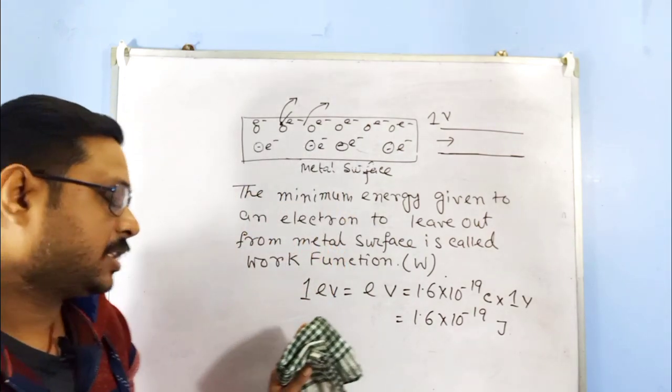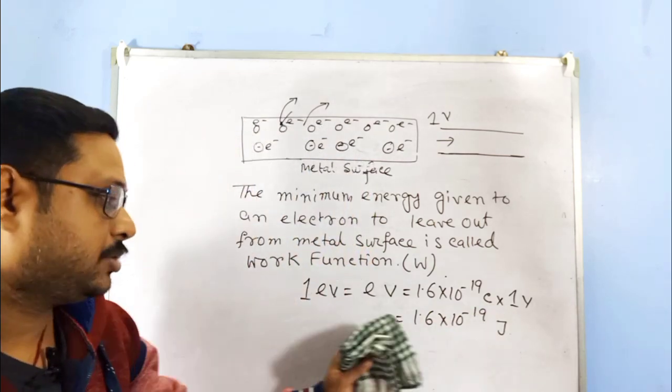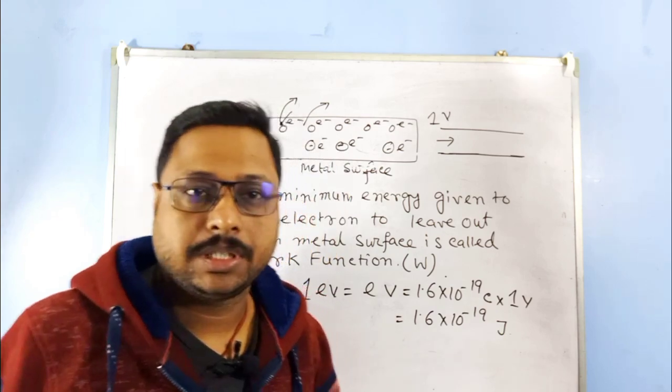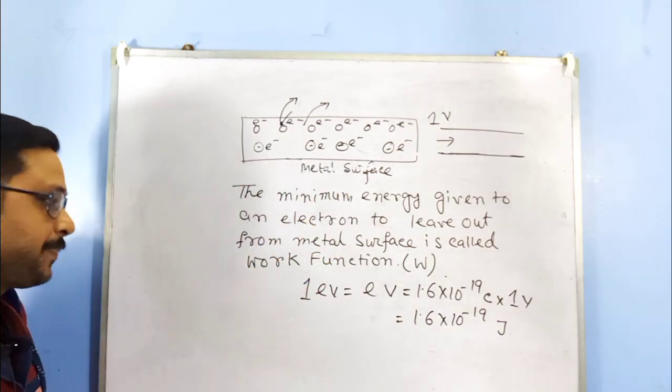In many equations, it is found that when the energy is in joule and it is converted to eV, the term is divided by the factor 1.6 multiplied by 10 to the power minus 19.